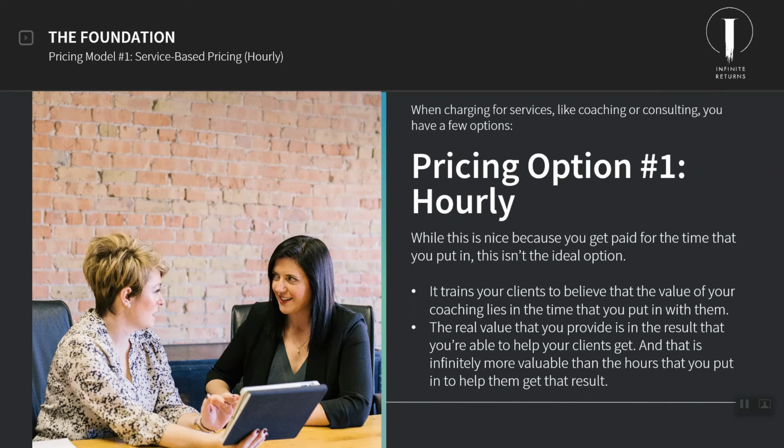From there, let's get into the pricing model. Let's talk about this. This is where we go into pricing in a different way. When someone charges for a service like coaching or consulting, you have a few different options. Number one, hourly. Don't do this. I'm telling you right now, don't do this. Do not charge hourly. Do not pay your staff hourly. It is a nightmare. Just don't do it. However, let's talk about it.